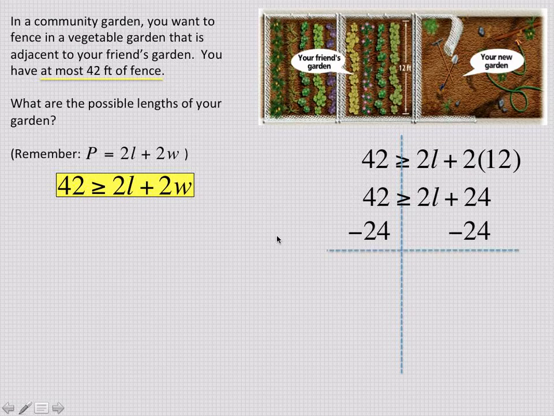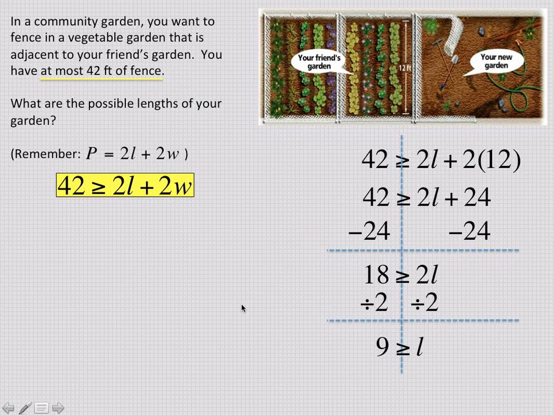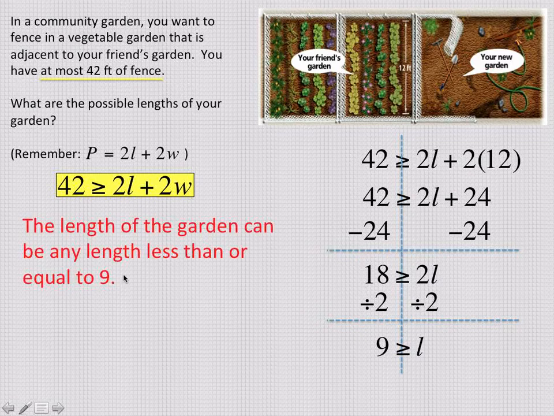Subtract 24 from both sides. So 2L is smaller than, or exactly, 18. So L would be less than or equal to 9. Okay? So my length has to be smaller than or equal to 9. Anything more than 9 would be too big. It would be more than 42 feet. Okay? So the length of the garden can be any length less than or exactly 9.